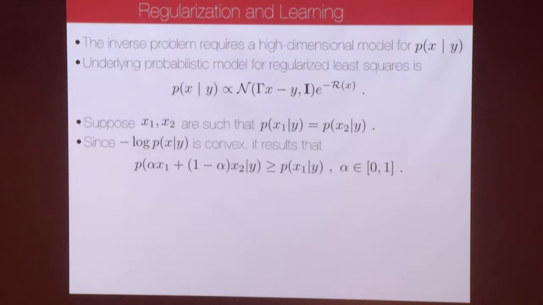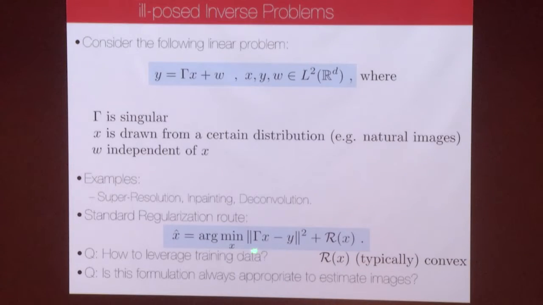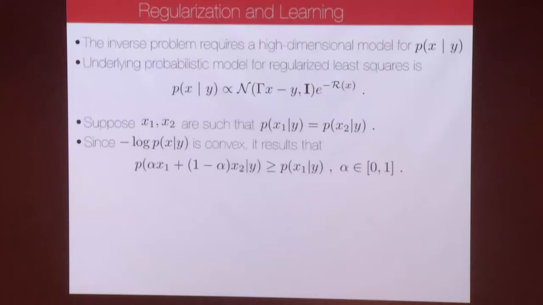Assume that I give you two solutions, x1 and x2, that have the same density, the same likelihood according to that model. Since this minus log likelihood is convex, if I give you two points that have the same likelihood, any point on the line that goes from one to the other is going to have a likelihood that is at least as large. That's the principle of convexity.